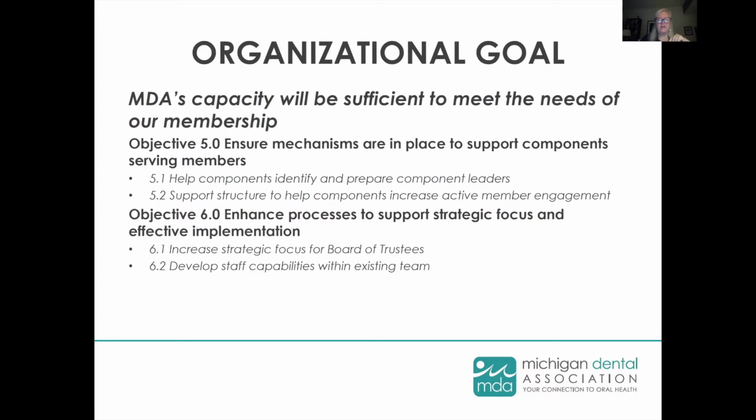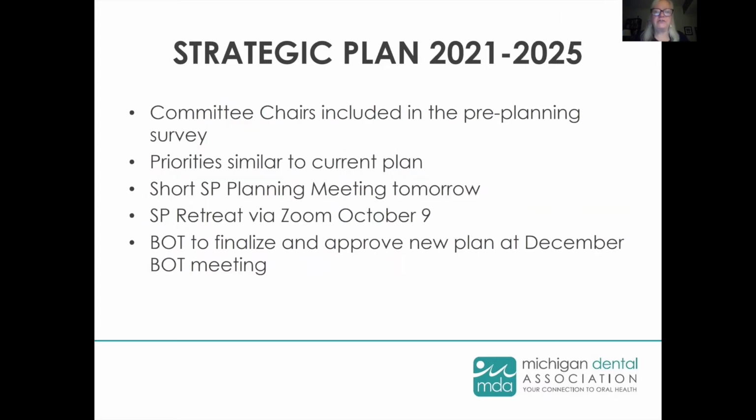Finally is our organizational goal. We want to make sure that MDA's capacity is sufficient to meet the needs of all our members. So 2 ways of going about that. One is to ensure that mechanisms are in place to support our components. And the second one is we're enhancing our internal processes to support strategic focus and effective implementation of our programs, benefits, and services. So that's it on the current strategic plan.